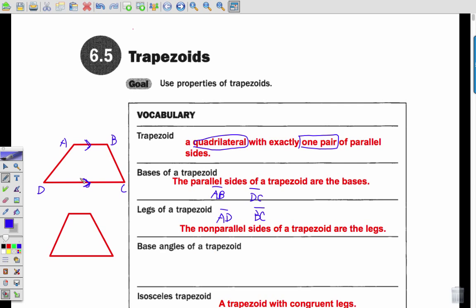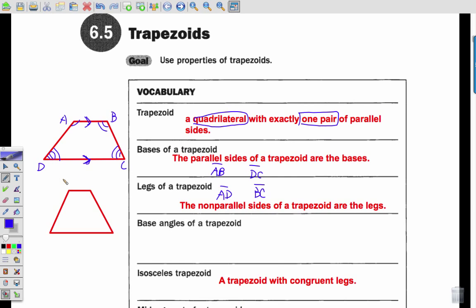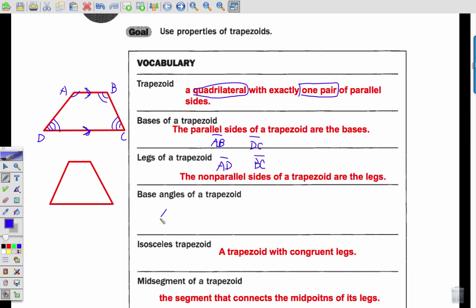The base angles are angle D and angle C, and angle A and angle B, and those are called base angles. So we actually should do 1, 2, 3, 4 different angles. Okay? We said angle A, angle B, angle C, and angle D in my example.